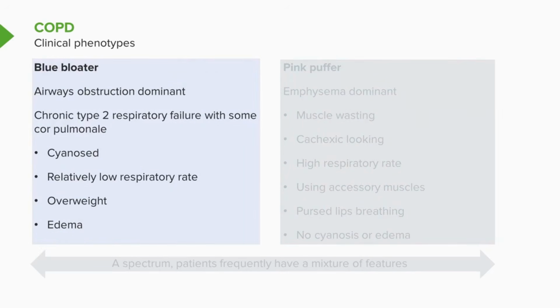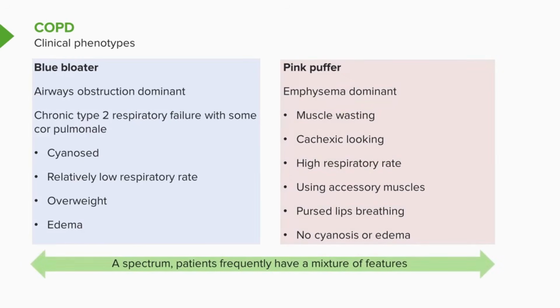The blue bloater, on the other hand, airways obstruction is dominant, there's not much emphysema, and they seem to have chronic type 2 respiratory failure with hypercapnia and some cor pulmonale. And that means they're cyanosed, they have a relatively low respiratory rate, they tend to be overweight, and they have peripheral edema. But this is a spectrum, and patients frequently have a mixture of these features, and you can go from one to the other to a certain extent. So many patients with emphysema, although they're not hypoxic initially, eventually they will develop hypoxia and cor pulmonale and will present with cyanosis, angioedema, etc., etc.